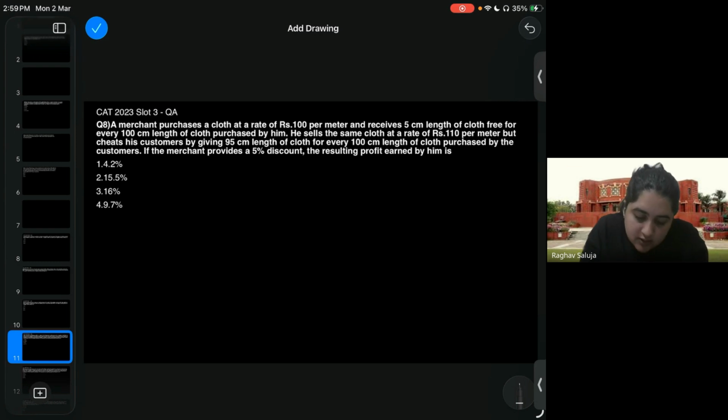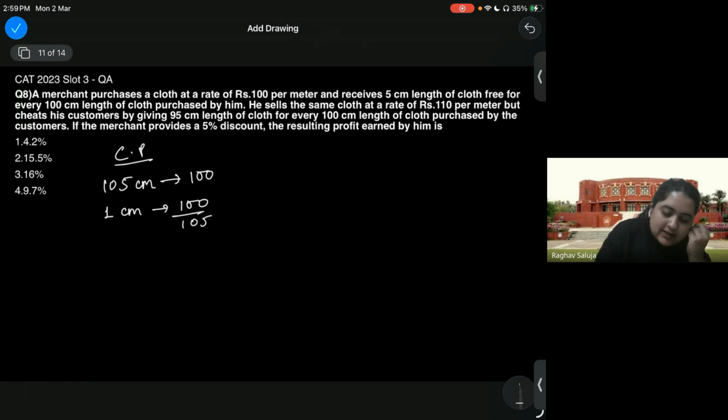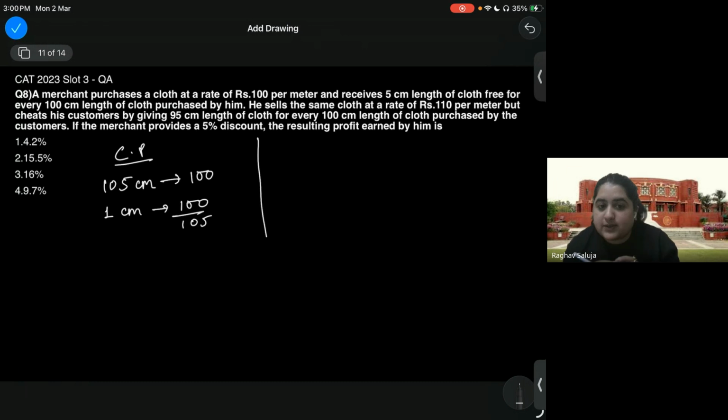So our cost price: it is written that he buys 105 centimeters for 100 rupees. So we can say that 1 centimeter costs 100 upon 105, right? That is his cost price per centimeter. Now let's come to the marked price.